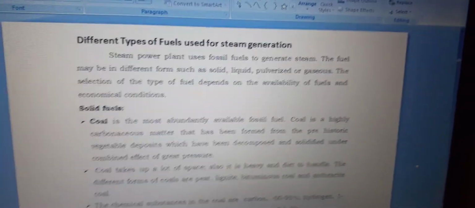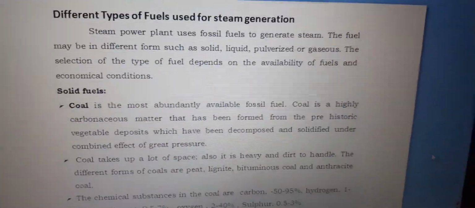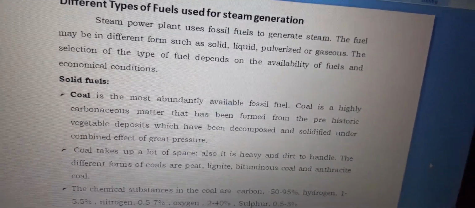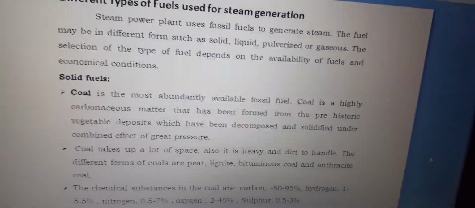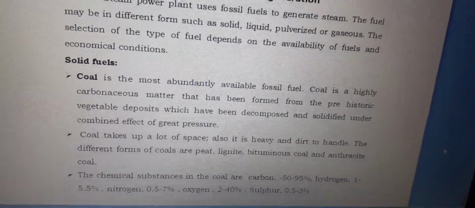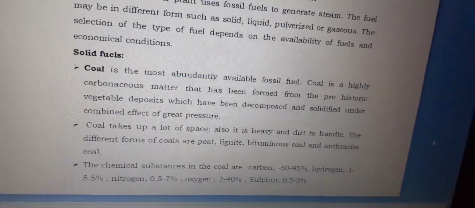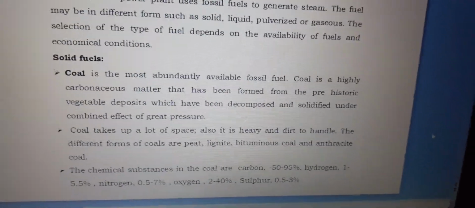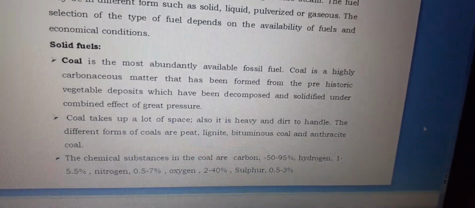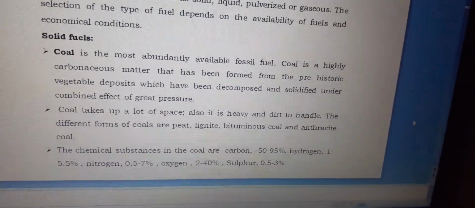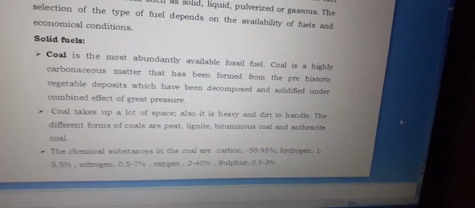Okay, different types of fuels used for steam generation: steam power plants use fossil fuels to generate steam. The fuel may be in different forms such as solid, liquid, pulverized or gaseous. Solid fuels: coal is the most abundantly available fossil fuel, and coal is highly carbonaceous matter that has been formed from the prehistoric vegetable deposits which have been decomposed and solidified under combined effect of great pressure.